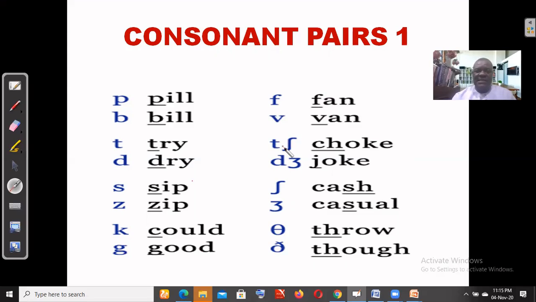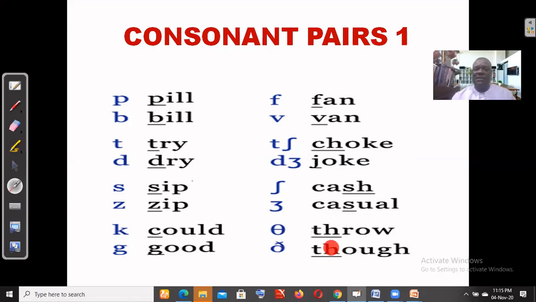Then we have sh, and then we have choke, we have joke, we have cash, we have casual. Then we have the sound which we have in throw. Of course, we have a similar sound, the voiced dental sound that we have in do.